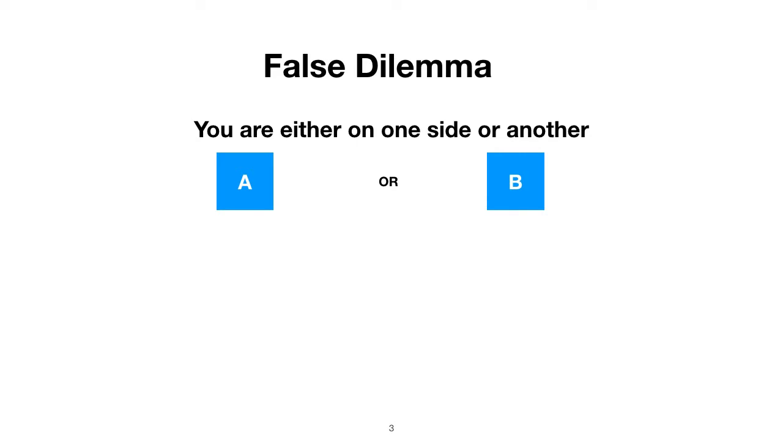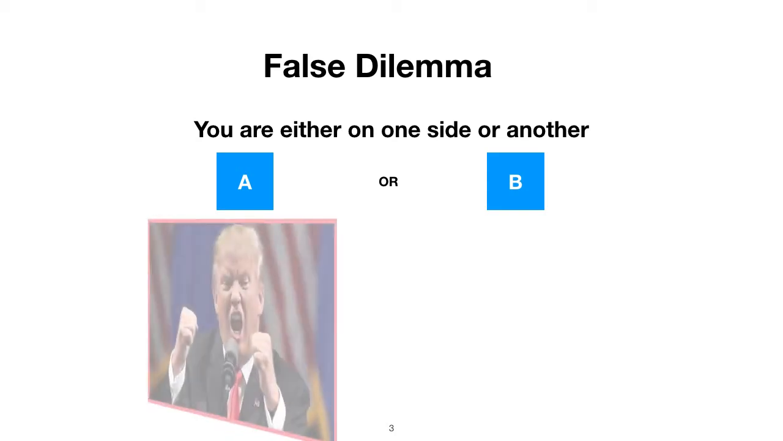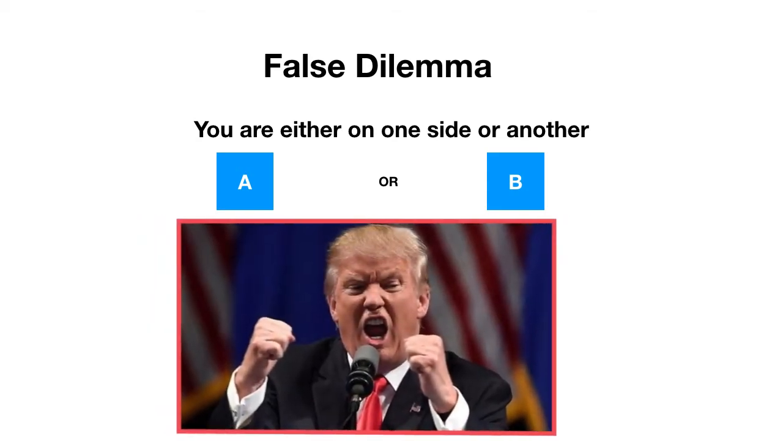A common false dilemma you hear in all walks of life is: you are either on one side or another, for or against, in or out. Sometimes the arguer can be quite emotional when delivering the ultimatum.